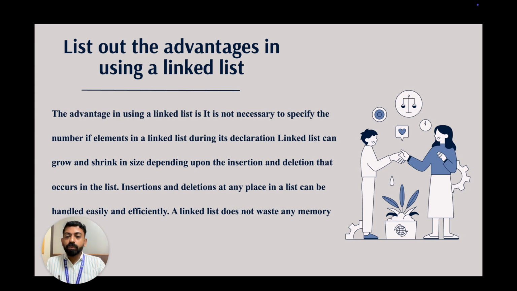List out the advantages. A linked list has many advantages because when the data is not known, we can have a large number of data but the memory space cannot be fixed, so we go with dynamic memory allocation. It is not necessary to specify the number of elements of the linked list during declaration. A linked list can grow and shrink in size depending on the insertion and deletion of data. There is no need to fix the memory space, so we can increase memory space dynamically. Insertion and deletion at any place in the linked list can be handled easily, so the linked list does not waste any memory space.